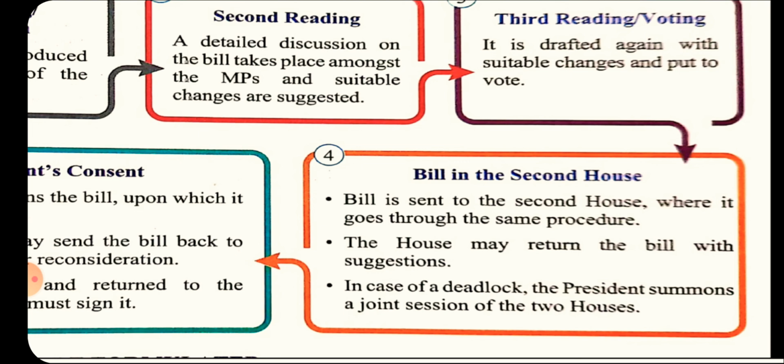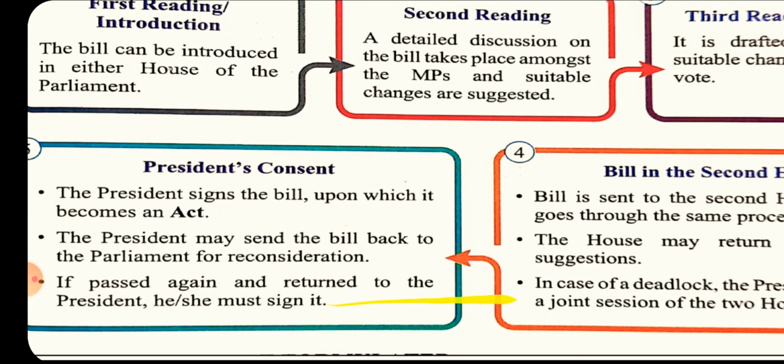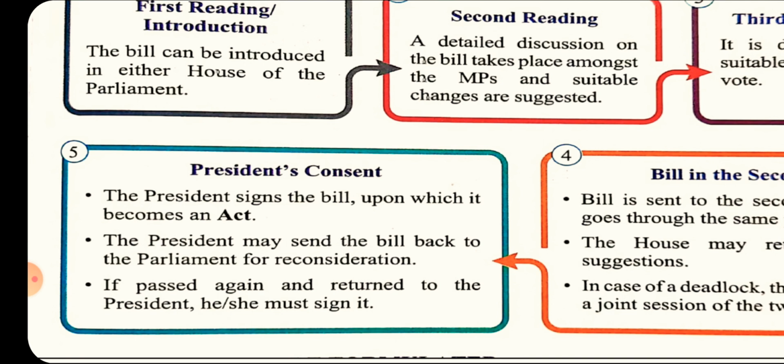reject. In such a case of a deadlock, meaning a tie, the president summons a joint session of the two houses. So both the houses sit together to take the final decision. And when it is done, it is sent for the president's consent. The president signs the bill, upon which it becomes an act.